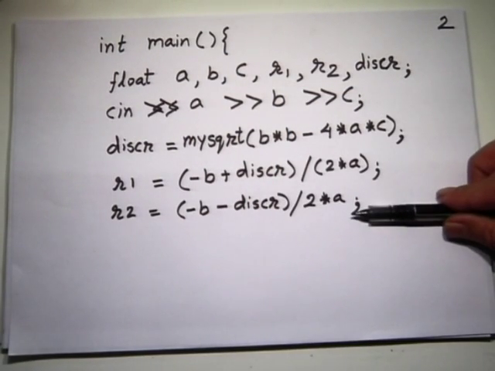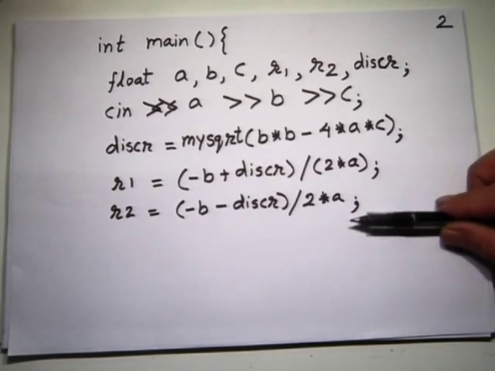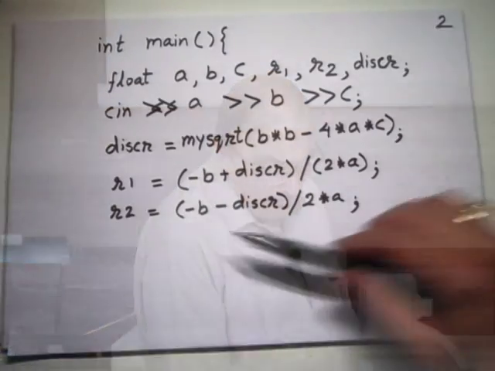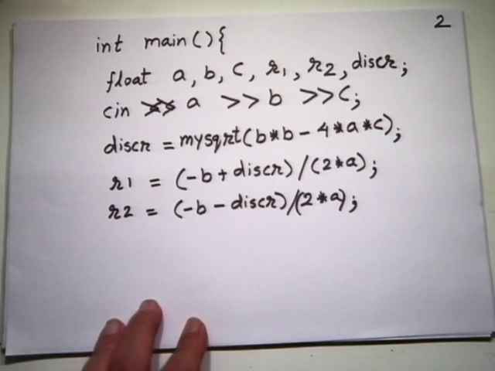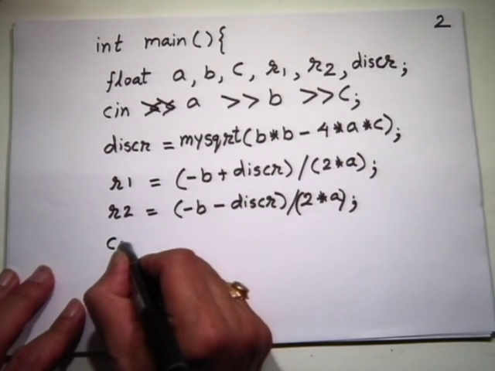Please note the difference between this statement and this statement. Here I have put 2 star A in parentheses. Here I have not put parentheses. Please note what will happen if I don't put the parenthesis. If I don't put the parenthesis, the precedence of C++ says that division and multiplication are at the same level. And whenever operators at the same level are encountered, they are executed from left to right. So Dumbo will calculate this, divide it by 2, and multiply the result by A, which is not what is desired. That is why whenever in doubt, always put parenthesis. And then, of course, I can say C out.